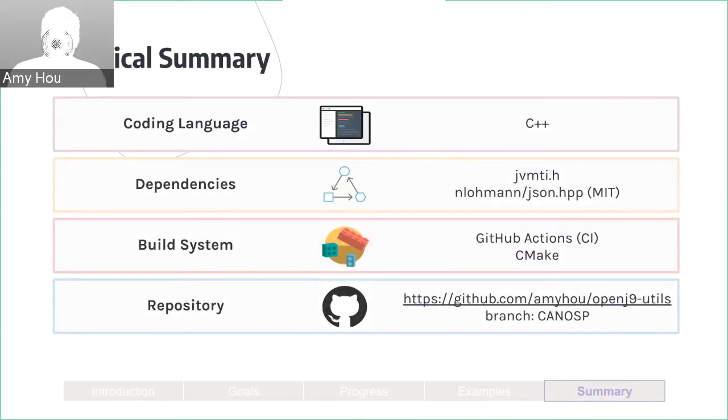So just a quick technical summary for the tool you just saw. This tool was coded using C++, and our dependencies are the JVM TI and the nlohmann JSON library. Just a quick side note, the JSON library is MIT licensed. We also have continuous integration set up using GitHub Actions, and our build system uses CMake. And at the bottom of the list there, we also have the link for our GitHub repository, where you can see our progress so far.